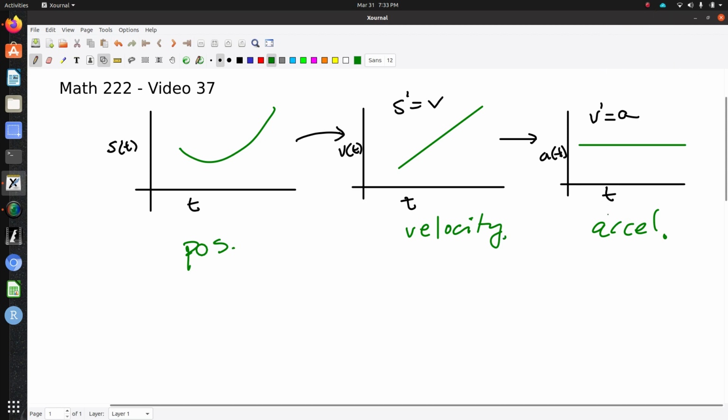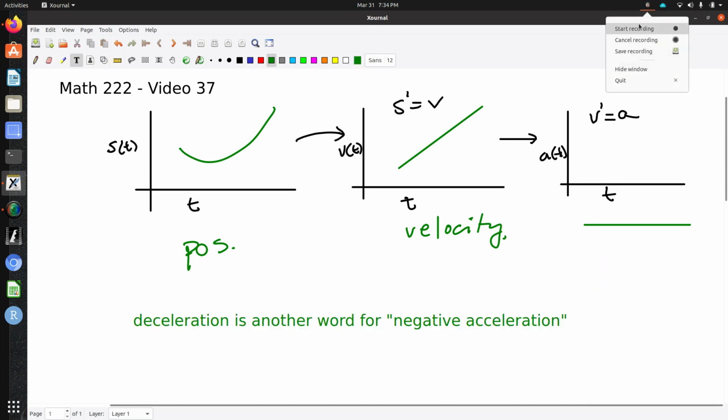Oh, and of course, if your acceleration is negative, it's called deceleration. It's just negative acceleration. So let me just type that out. Anytime you see a decelerating car, the car decelerates, you can just swap that out for negative acceleration. Same thing. Okay, next concept I want you to know about is this notation for exponential growth.